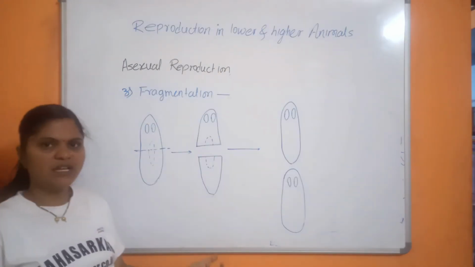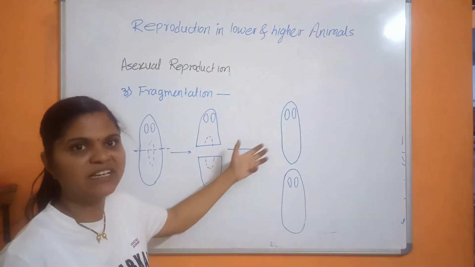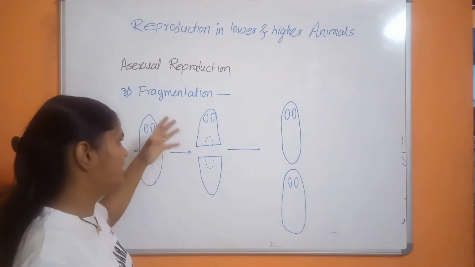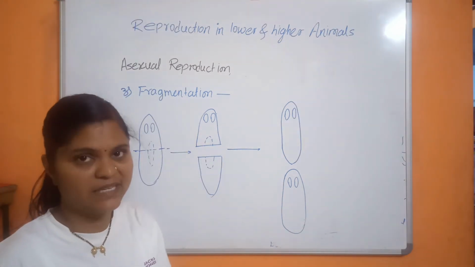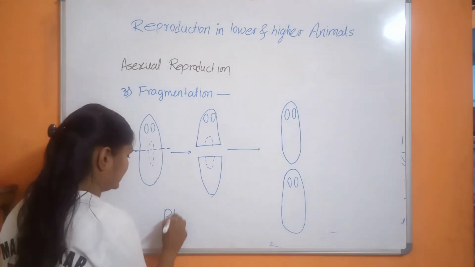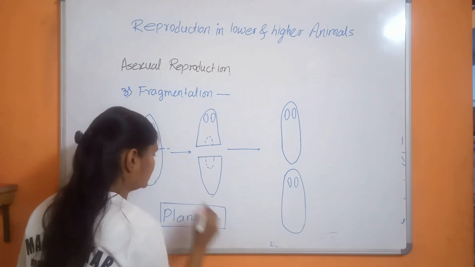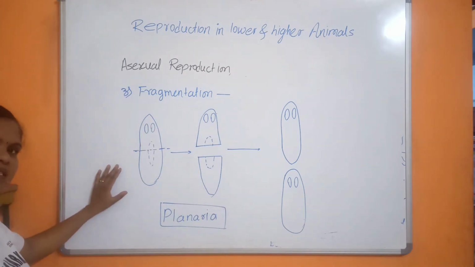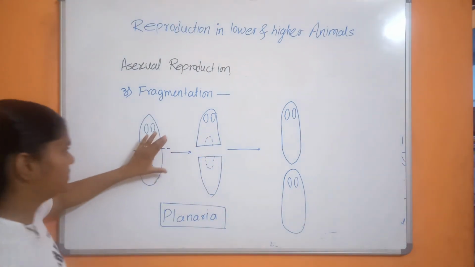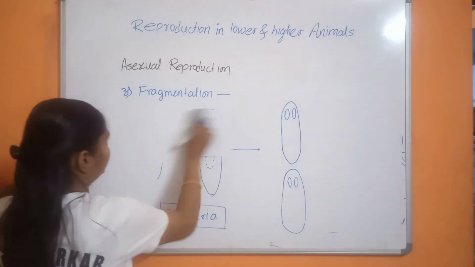So there is no chance of any difference between the parents and offspring, because it is asexual reproduction and they are morphologically and genetically completely similar. Okay, so this is fragmentation. Example is planaria. Planaria shows fragmentation. Understand this? So two new organisms are produced from these two fragments. The next is regeneration.